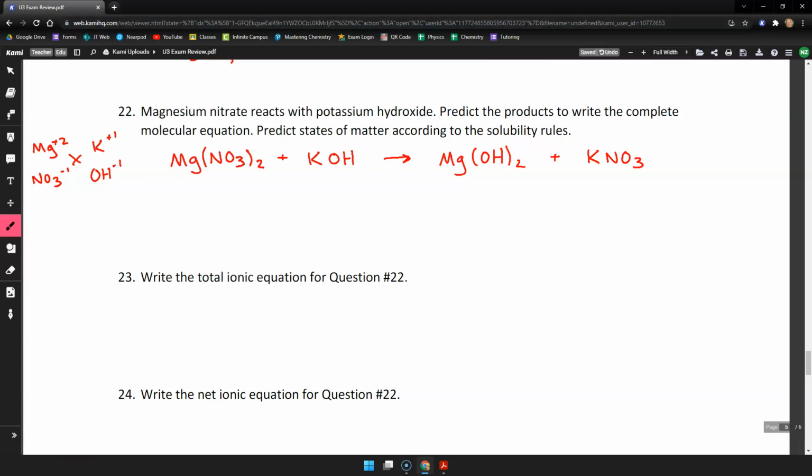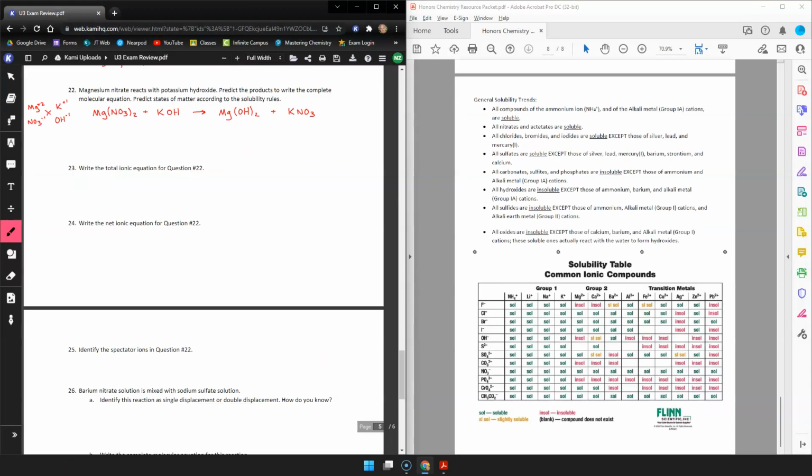All right, let's look at our states. So Mg(NO3)2, so magnesium, and then NO3 is soluble, so this will be aqueous. Potassium, K, and OH, these are all soluble, so this will be aqueous. Magnesium and hydroxide, so magnesium and hydroxide, insoluble. Solid, and then potassium, K, and NO3, these are all soluble, so this will be aqueous.